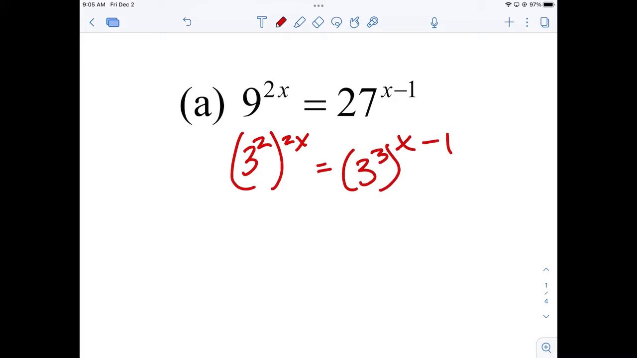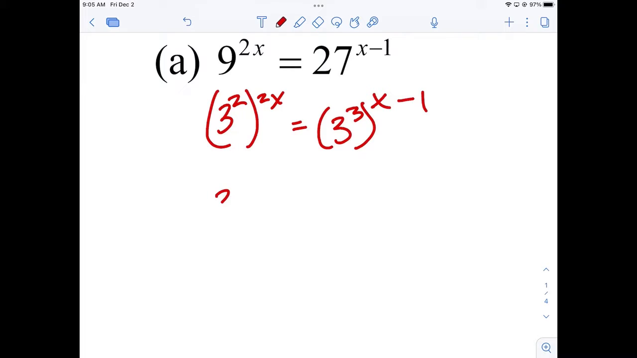Remember, parentheses are your best friends when you're substituting. So this becomes 3 to the 4x, equaling 3 to the 3x minus 3. And lo and behold, we have 3 to the blob equals 3 to the blob. See that? The bases are the same.